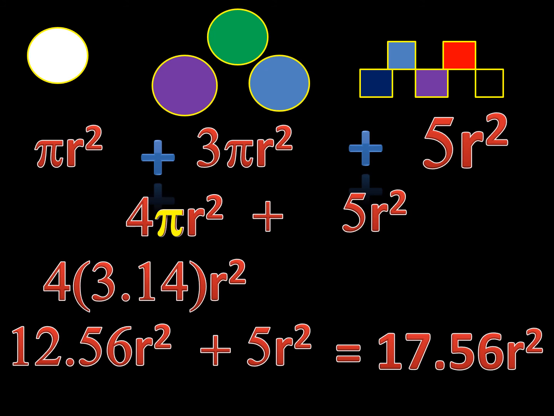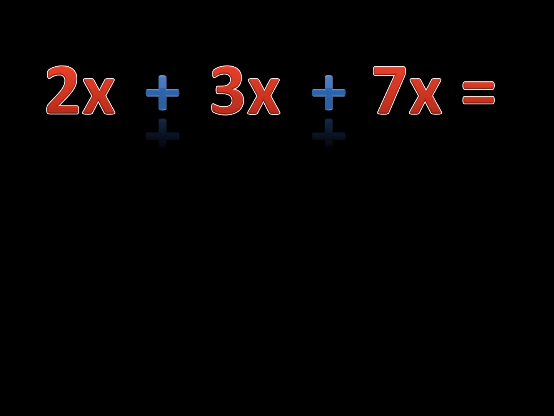I showed you all the trouble that you would have to go to so that you would know that you cannot add variables unless they are exactly alike. So, stick with 4 pi r squared plus 5r squared. After all, this is the exact answer and a whole lot less trouble than the other. Now, we can add polynomials.